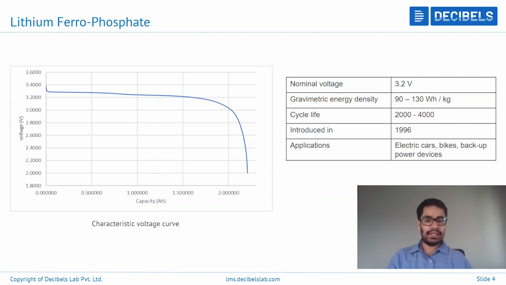This was introduced in the year 1996, and for a time this was one of the best available lithium chemistries, and is also considered one of the best cells for EV-based applications like electric cars, electric bikes, and even backup energy storage devices. On the left side, you can see how the voltage curve of the lithium ferrophosphate cell looks. It is a much more stable curve compared to lithium cobalt, suggesting that lithium ferrophosphate is a very stable chemistry and one of the most preferred chemistries in today's EV market.